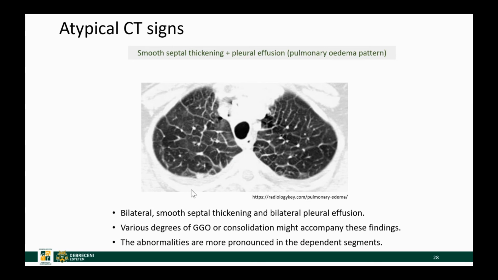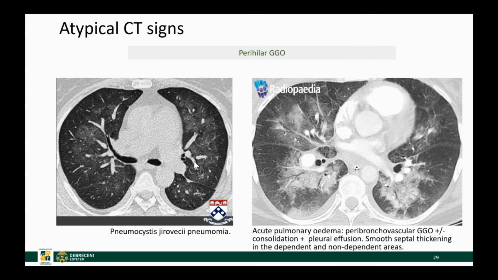If you see smooth septal thickening plus pleural effusion, which is the pulmonary edema pattern, then you shouldn't automatically think of COVID-19, even if it comes with various degrees of GGO or consolidation. In these cases, you should carefully examine all the CT slices, and then you will probably pick up the typical pattern, which is more pronounced on the dependent side of the lungs.